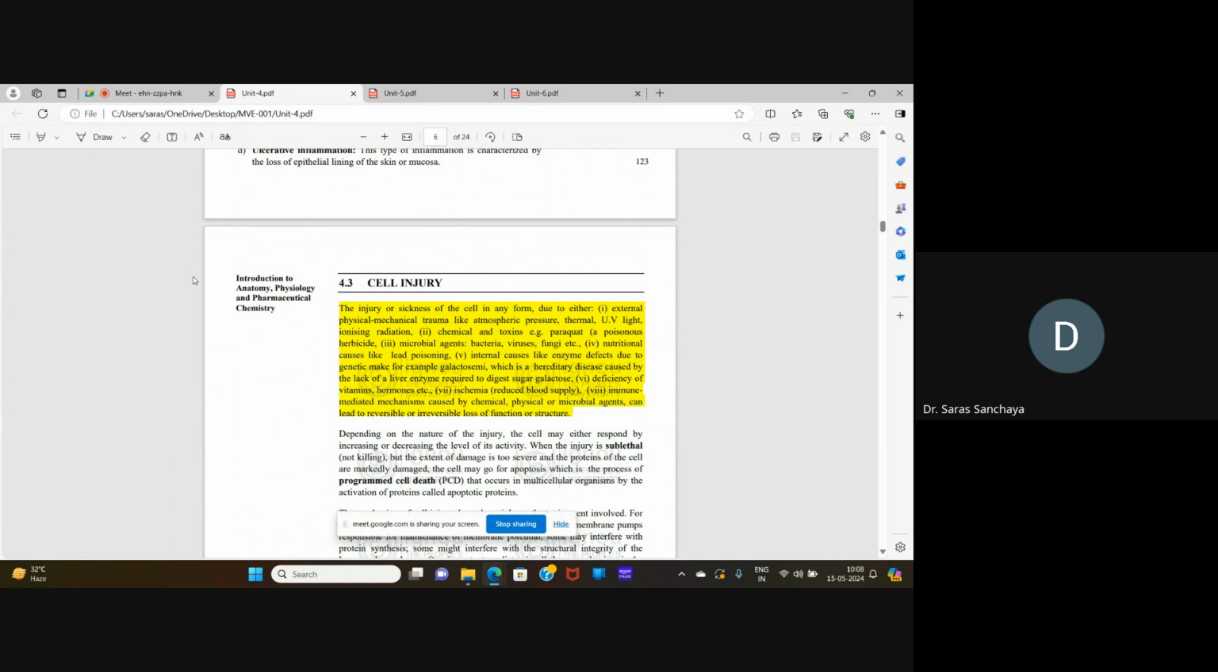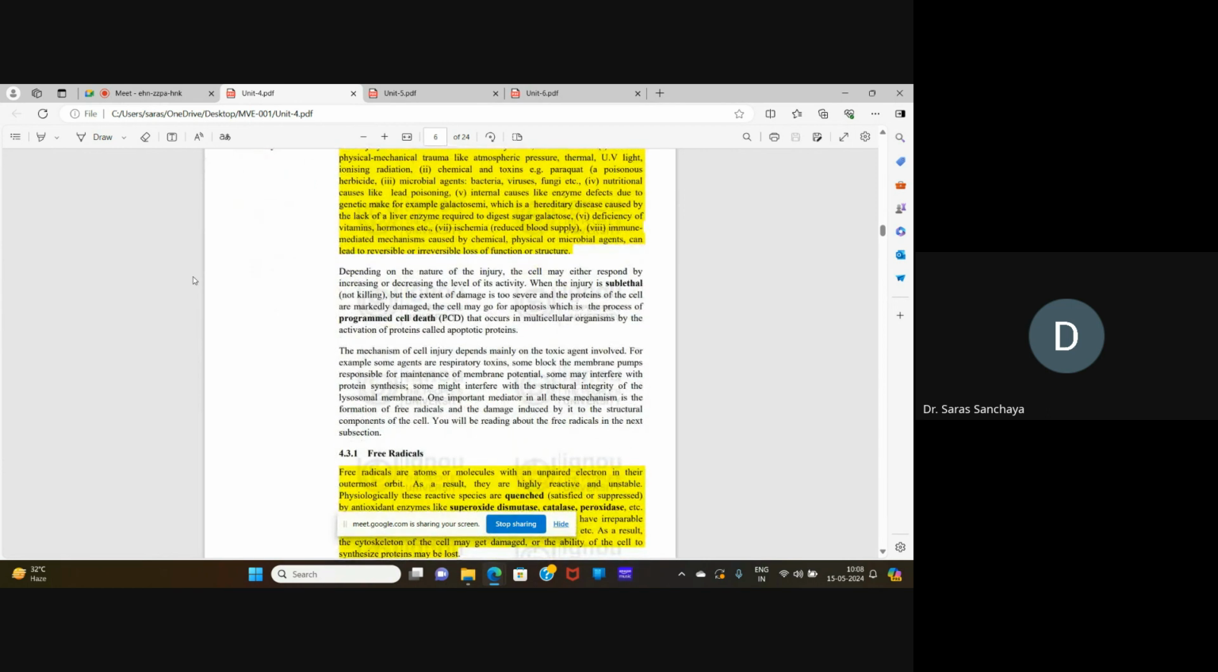Then there can be deficiency of vitamins and hormones. Then there can be ischemia, that is reduced blood supply to the tissue. Then there can be immune mediated mechanisms caused by chemical, physical, or microbial agents and can lead to reversible or irreversible loss of function or structure. So finally, we can see that there can be reversible or irreversible cell injury.